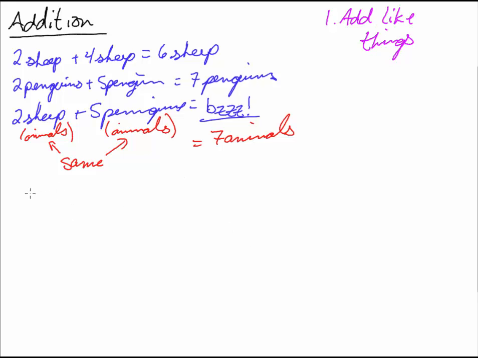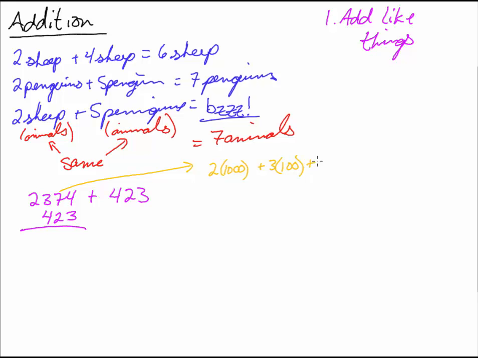When we have a number, something like 2,374 plus 423, you guys have seen this before. You stack this guy down here for some reason, 423, and somehow that makes it easier. Well, let's look at exactly what's going on. This number is really 2 thousands. That's what that number 2 means in that place. There are 2 thousands going on, and there are 3 hundreds, and there are 7 tens, and there are 4 ones.